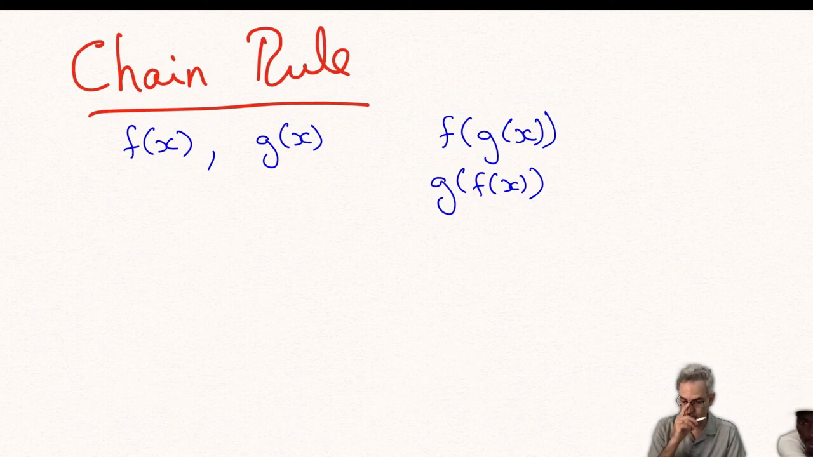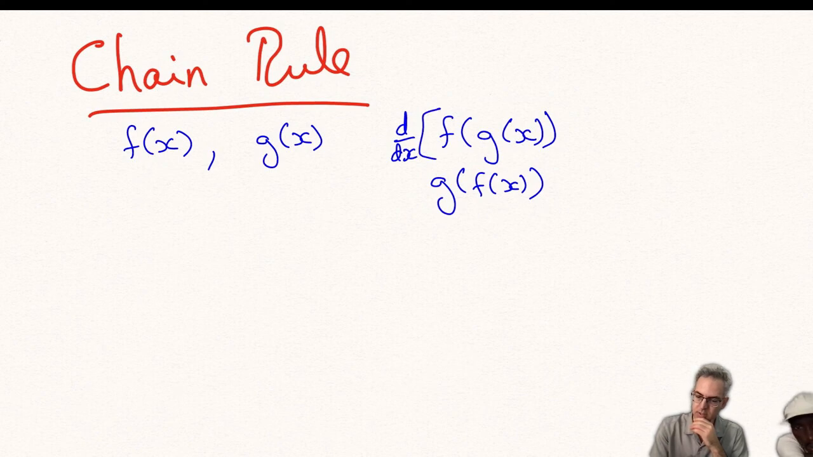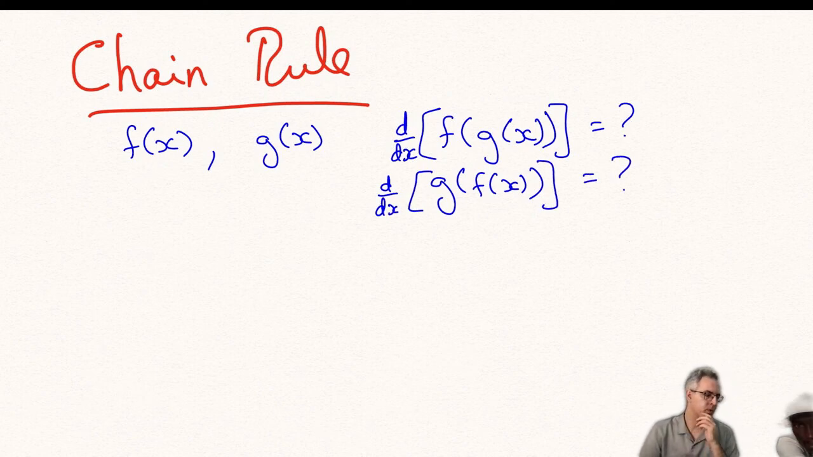So now we'll do it with an example first. The question is, if I have this, what is the derivative of that? Or what is the derivative of this? That's essentially what we want to know. If I give you two functions and I compose them, and I ask what is the derivative of the composed function, you go, how do I do that?